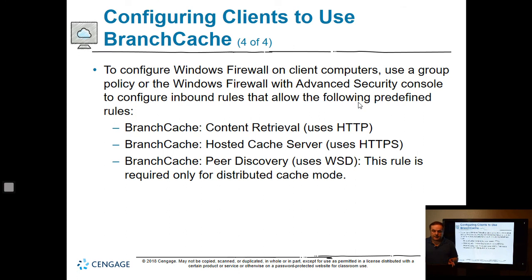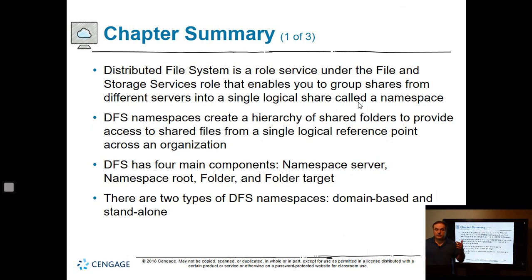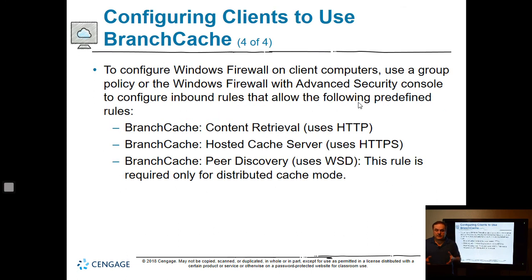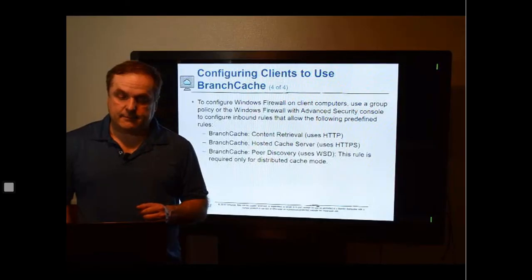Now you've got to configure the firewall. You have to set up a special firewall rule because by default, the clients are going to be blocking these ports. So you set up the group policy to basically allow that traffic to come from that particular device. Otherwise, it's going to be rejected.